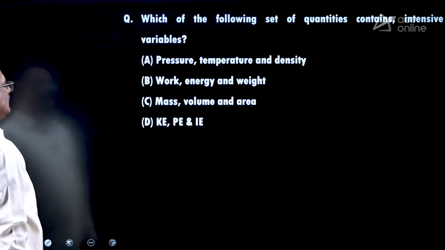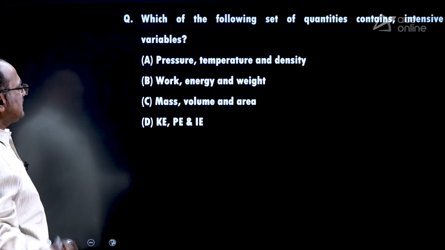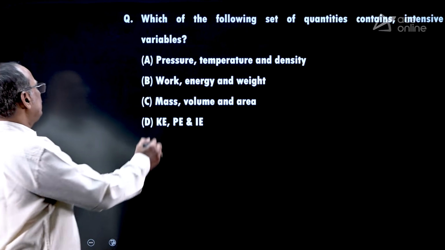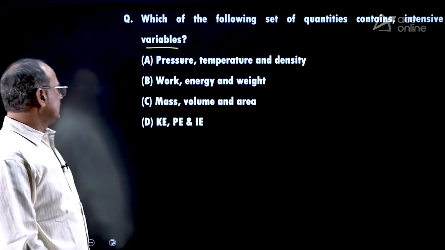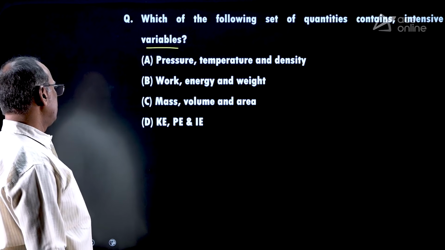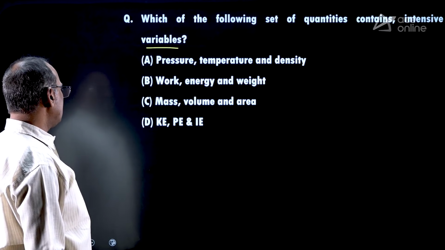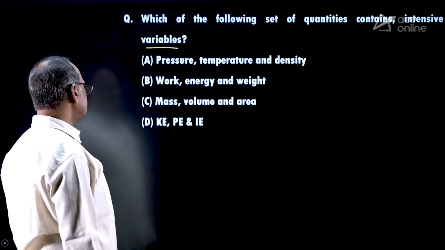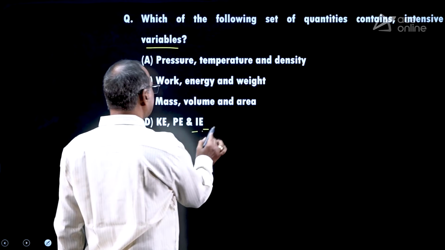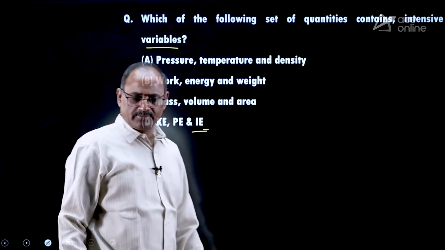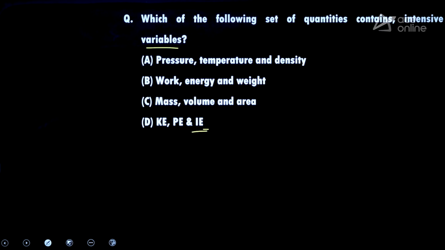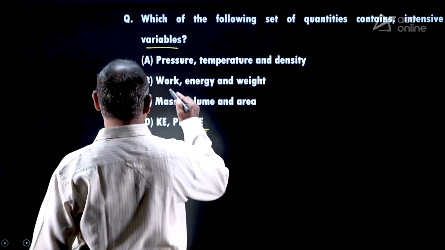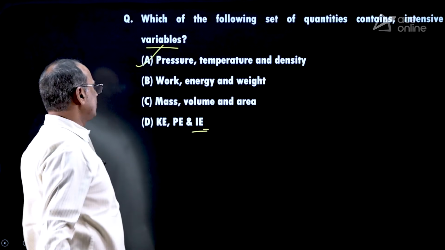Try to answer. Which of the following sets of quantities contains intensive variables, meaning intensive properties? Pressure, temperature, density, work, energy, weight, mass, volume and area, kinetic energy, potential energy, and IE, meaning internal energy. Which is the correct option? Yes, absolutely correct. Pressure is an intensive property, temperature is an intensive property, similarly density. All these are intensive properties. Option A is absolutely correct. This kind of question is generally asked for 1 mark.